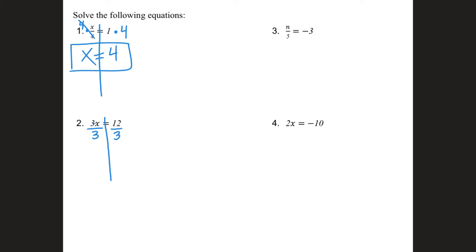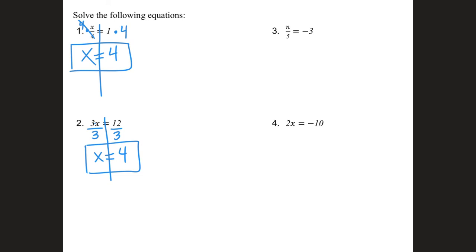Now, if you were to use your calculator, 3 divided by 3 gives you 1, leaving us with 1x. Or in math, we don't like to put 1s in front of our x, leaving us with just x. It means the same thing. On the other side of that equation, we had 12 divided by 3, giving us 4. So our answer was 1x equals 4, or just x equals 4. Those mean the same thing.